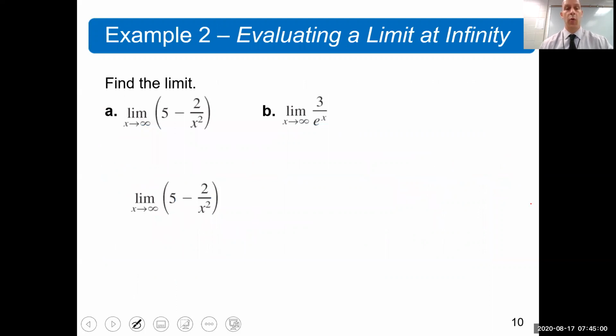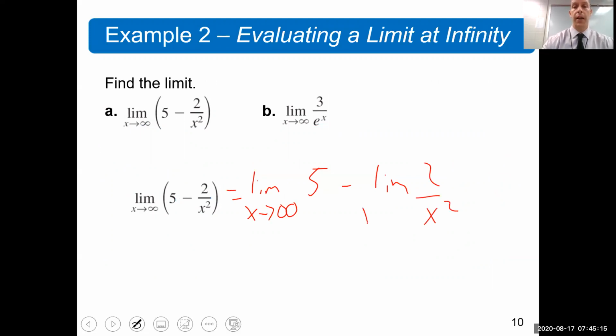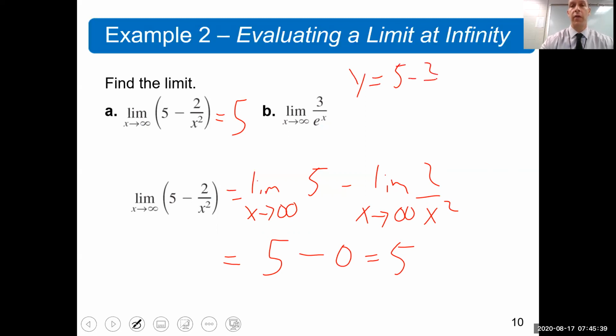So example A says, what is the limit as x goes to infinity of 5 minus 2 over x squared? Well, we can use our properties and say, well, that's going to be the limit as x goes to infinity of 5 minus the limit of 2 over x squared, again, as x goes to infinity. The first limit is 5. That's one of our rules. The limit of a constant function is the constant itself. This is by the last theorem we just looked at, which I believe was theorem 1.6. So this is 0. So this limit is 5. So what does that tell us about the function y equals 5 minus 2 over x squared in terms of horizontal asymptotes?